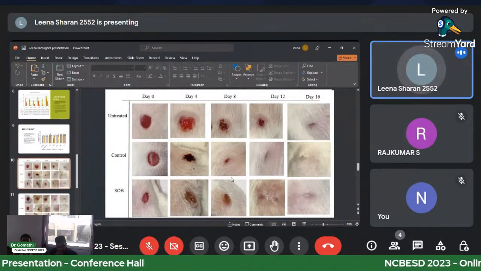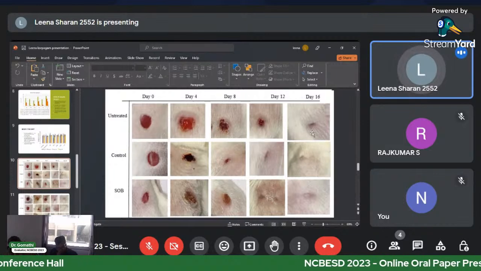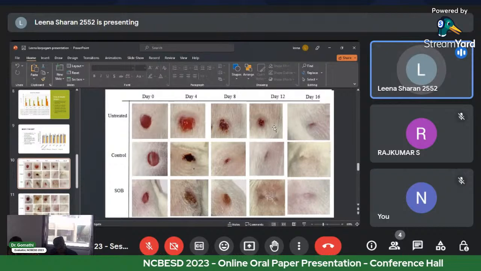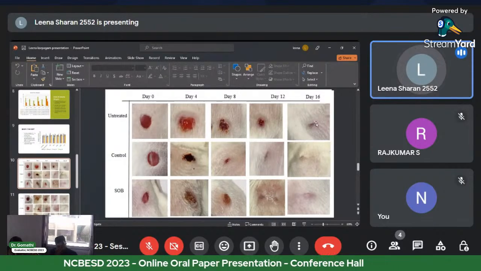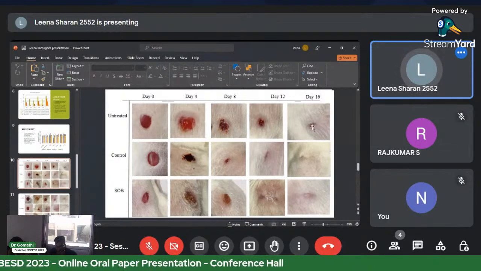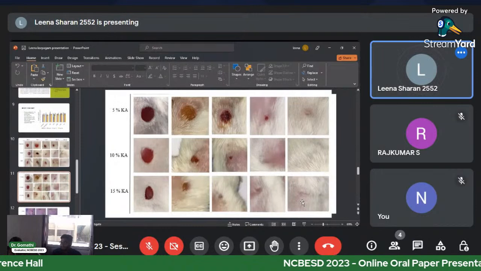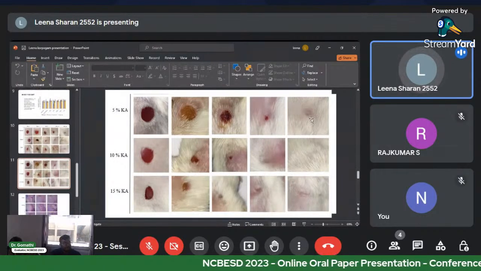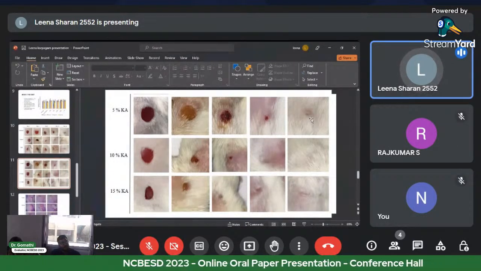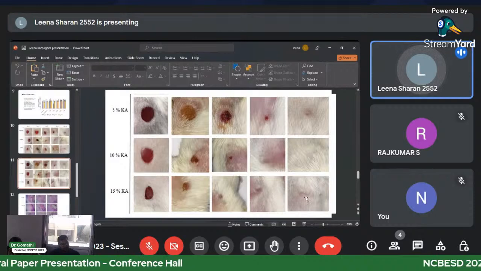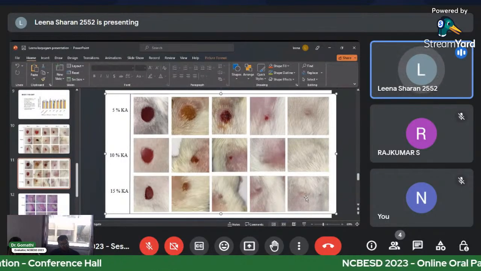So these are the photo evidence of skin. You can see untreated mice had wound till the 12th day, and on the 16th day we had even the dents of it. Control also had the dents. Standard ointment also had the dents. Whereas 5% Kappaphycus alvarezii ointment had dents. In 10% you can see there's a regrowth of hair. In 15% also regrowth of hair happened.